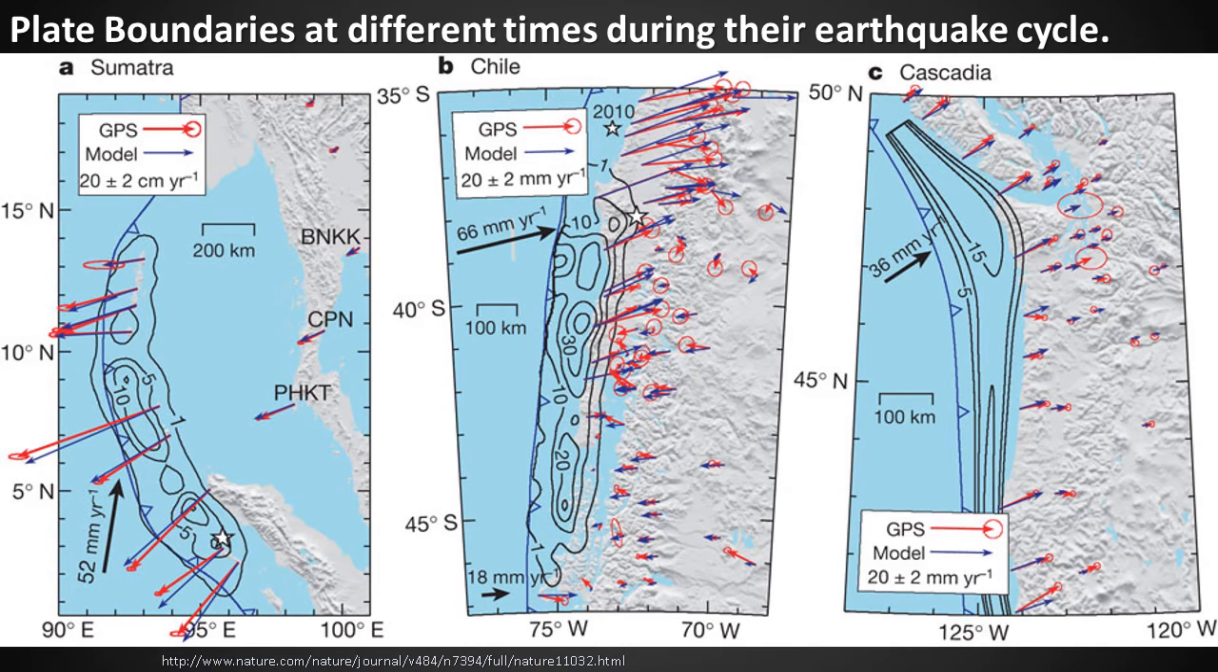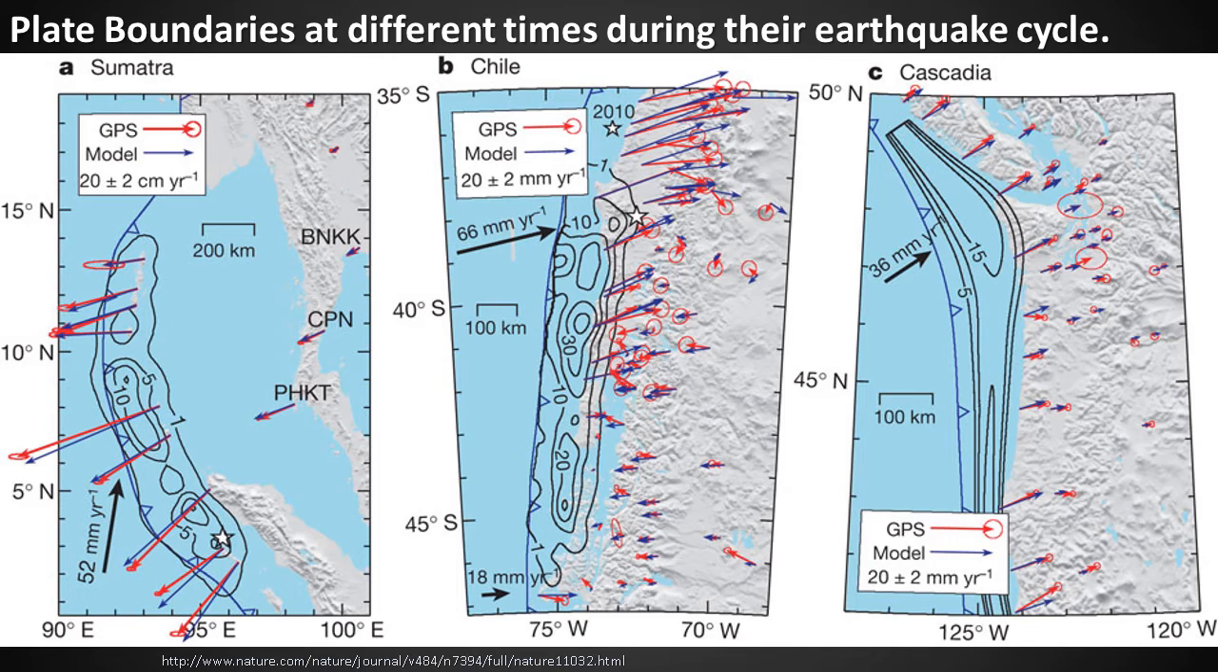Plate boundaries at different times during the earthquake cycle. A. Sumatra. These motions of the upper plate are in the same direction that the upper plate moved during the earthquake, or opposite of the direction of plate convergence at this subduction zone. Why do you think this is the case? Yes, this is an indication that we are in the post-seismic period. Since the plate is still slipping, the motion is in the direction of the slippage.